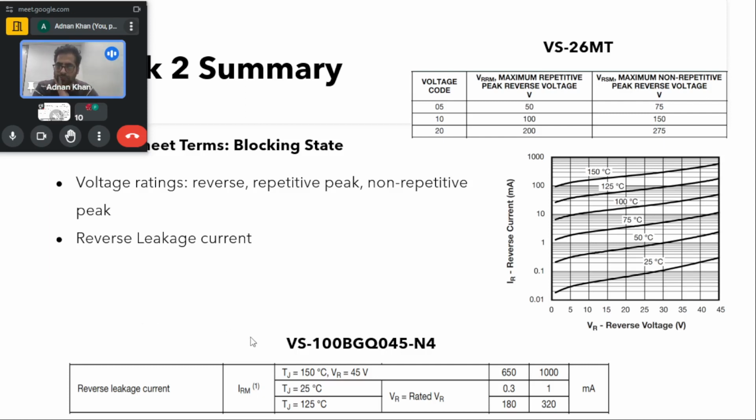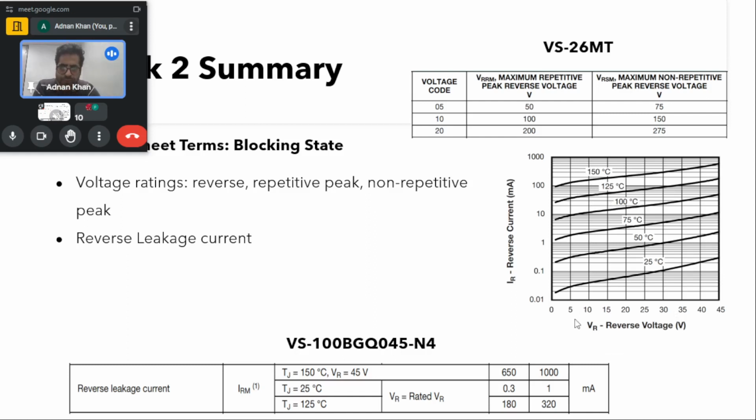If you look at the data sheet, this data is given for certain parameters. For example, with a junction temperature of 150 degrees and a reverse voltage of 45 volts, the current is minimum 650 milliamps, maximum 1000 milliamps. There are multiple data points given. If we have a junction temperature of 25 degrees and we are at the rated voltage of these devices, then it shall have a reverse leakage of 0.3 milliamps, and so forth at 125. Also, some graphs are provided with the data sheet, such as the reverse current versus reverse voltage for different temperatures.